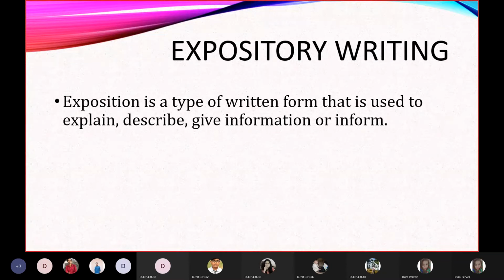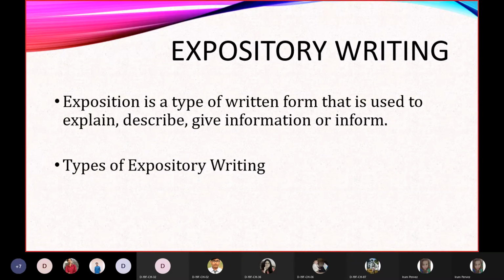Now, there are different ways of explaining certain things. So, expository writing has five subtypes. So, you can expose or explain things in five different ways. And how these five ways are important, I will explain when we learn them.